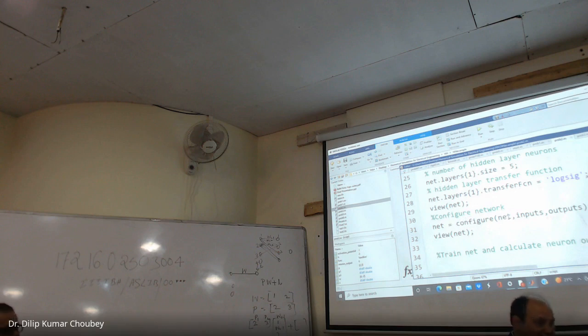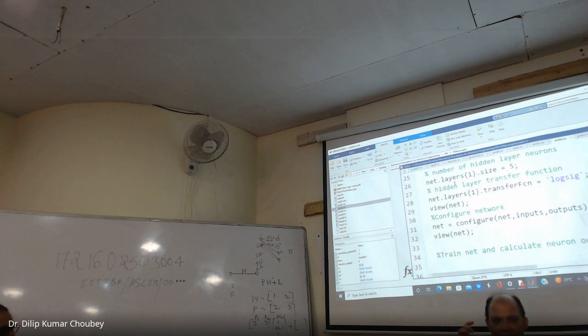Now the net means the network after we create the total network, then the inputs and the outputs, then view net. So up to this point, we have structured it. First, we understand the input. We put the output. Then we can find out the input and output.